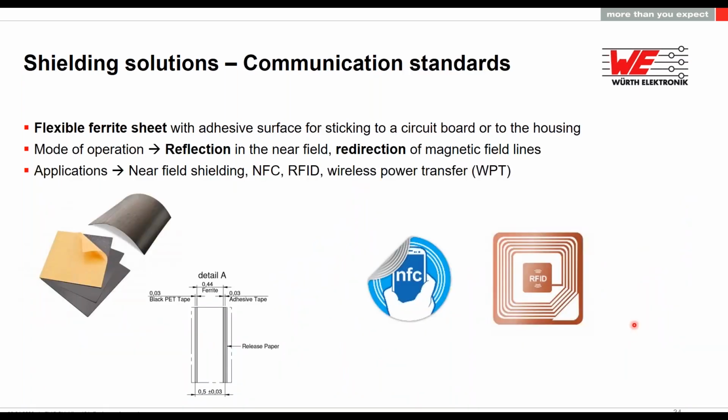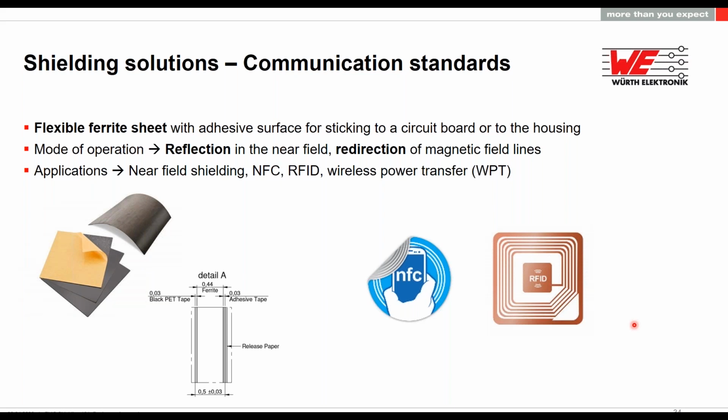Another magnetic material that is pretty similar to the previous one is the ferrite sheets. These are sintered ferrite sheets. They are flexible. They also have an adhesive layer, so they can be directly stuck on. And they're mainly used for near-field shielding, NFC, RFID, and wireless power transfer.